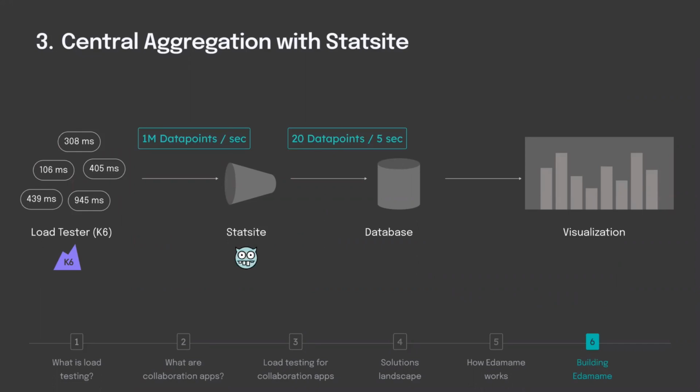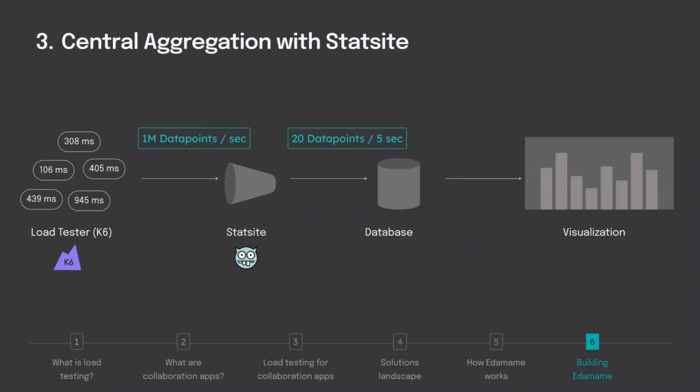So what is Statsite? Statsite is a performance StatsD server written in C. And StatsD is just a very simple protocol that was written by Etsy for implementing and aggregating metrics. Statsite uses UDP when receiving data in order to reduce latency.